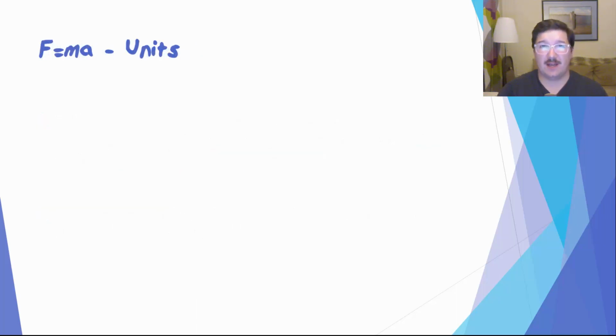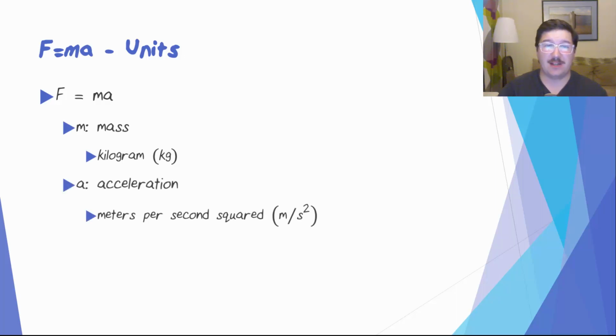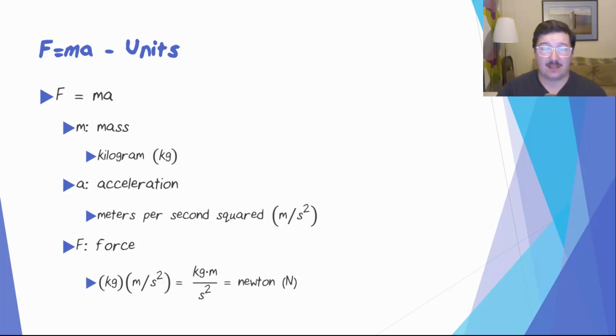Let's take a look at the units that we get from this equation. So we have the equation F equals ma. m is mass, and it is measured in units of kilograms. a, of course, is acceleration, and it's measured in units of meters per second squared. F is force. If we multiply kilograms times meters per second squared, nothing really combines or cancels out. We end up with kilogram meters per second squared. This is defined as a newton. Right? The unit for all forces is newtons.